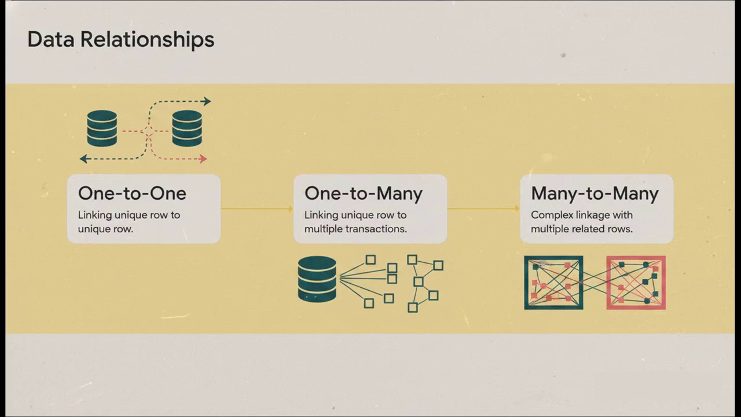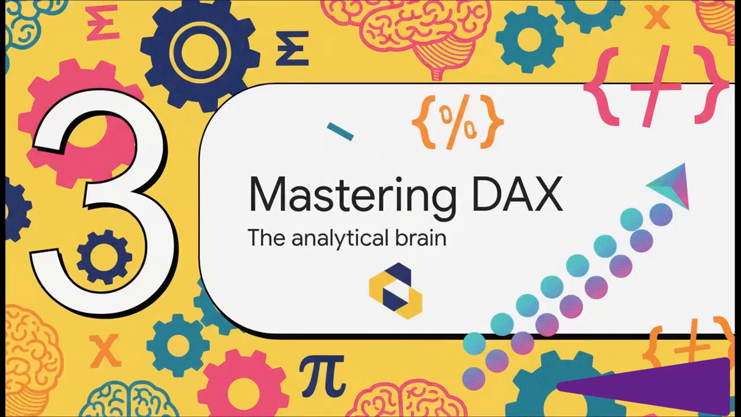So how do we stitch this all together? We connect those facts and dimensions using those key columns we just talked about. A one-to-one relationship links a unique row to another unique row, though honestly, you'd usually just merge those tables anyway. The real bread and butter of Power BI is the one-to-many relationship, linking one unique product dimension to many different sales transactions. And finally, there's the many-to-many relationship. This is a complex linkage used for things like students enrolled in multiple courses, where both tables contain multiple related rows. All right, section 3, mastering DAX calculations.